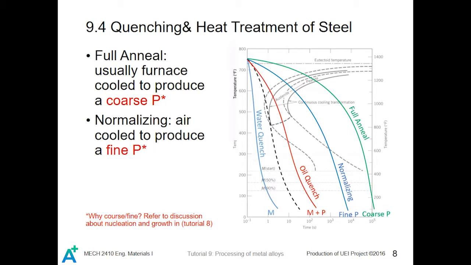Basically, for full annealing of the steel, usually we use a furnace to cool the steel slowly to produce a coarse pearlite, which has a larger grain size compared to the fine pearlite. Normalizing is similar to full annealing. However, the cooling rate is higher, where we use air to cool it to produce a fine pearlite. For oil quench, you can produce a number of martensite plus pearlite. But for water quench, nearly all of it will be martensite. So if we consider the cooling rate, for a higher cooling rate, the steel will produce much more martensite. That means it is much more brittle, but the strength is much higher.